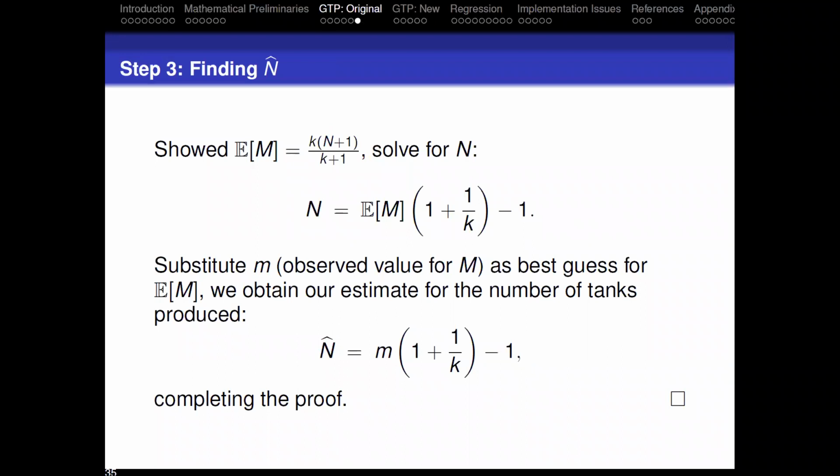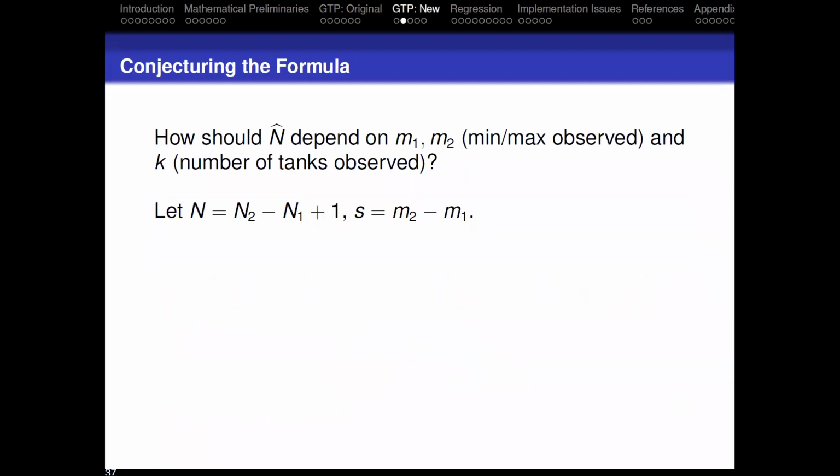We can solve for n in terms of the expected value of m and k. And there's our formula completing the proof. So it's actually not that bad to show that this is true. For the new problem, we have to tweak it a little bit.